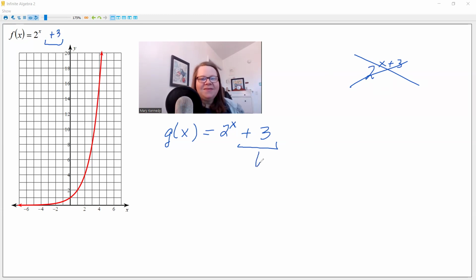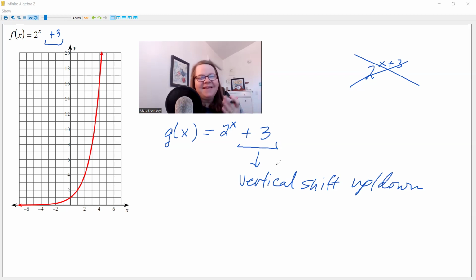Now, anything that you see there is a vertical shift, and it is a vertical shift, meaning it's going up or down. So the nice thing about this is that it follows logic. To me, I think if I see plus 3 and I have to think, does that mean go up or down? Plus 3 means up, and it does in this case. This is a vertical shift up 3 units.